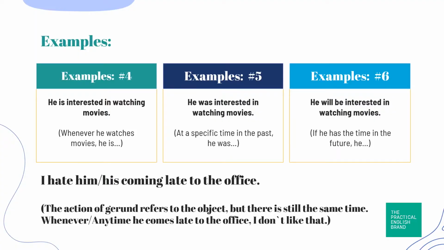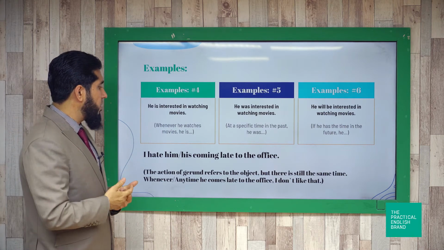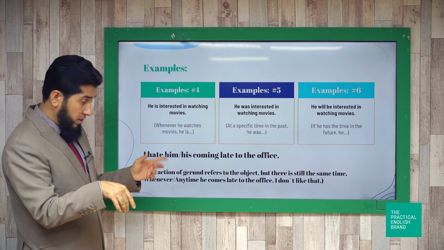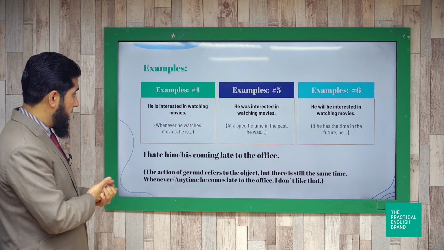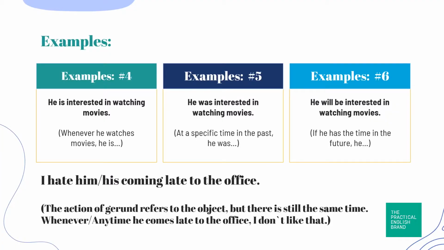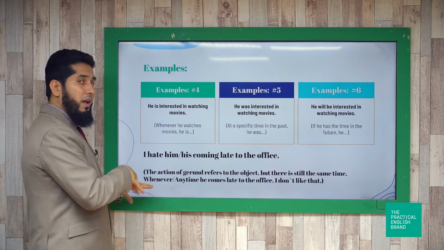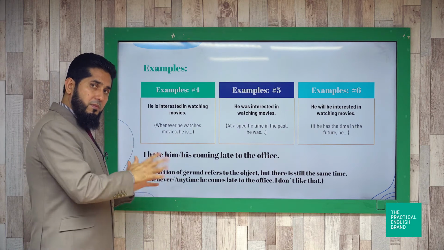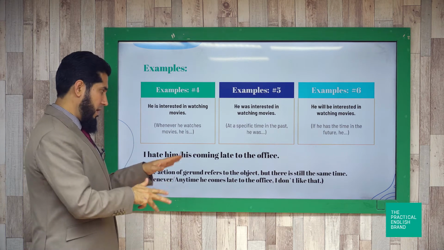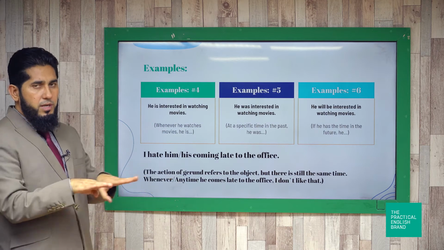somehow more formal. But if you say I hate his coming late to class, it will be somehow informal, okay? So that is the difference. That is the main concept. But the action of the gerund refers to the object, him, in this case. But still, the times of both verbs, hate and coming, are the same. Whenever he comes late to class, I hate it. So the times are the same. It's not like the time of the verb hate is present and coming is in the past or in the future. No, whenever he comes late, I hate that. So the times are the same.